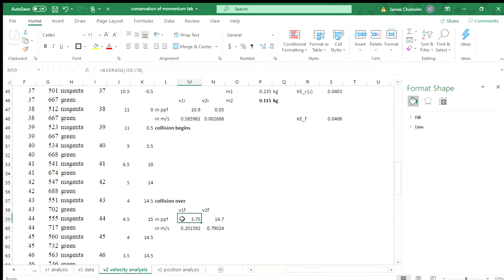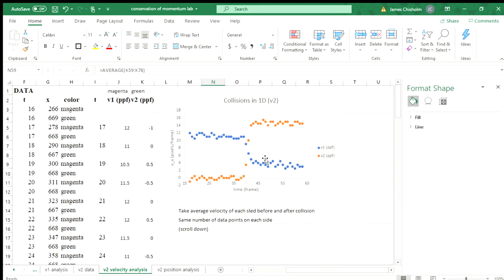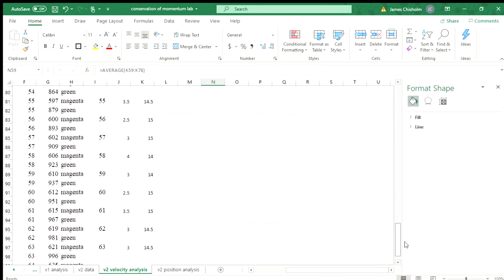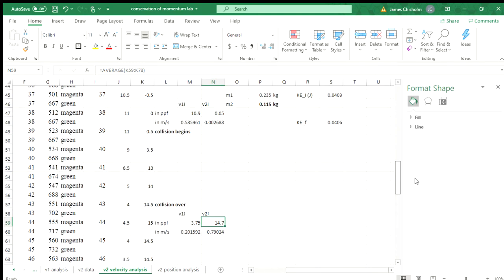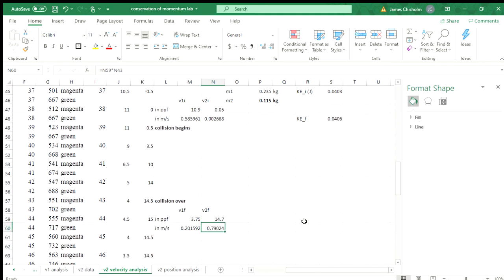Same thing after the collision. After the collision, I'm going to take 10 data points. So I've selected things from frame 44 to 53 and took that average. And notice again, sled 1 is down to 3.75, sled 2 is up to 14.7, and those are the values over here. So you can compute the average and then go back to this graph and make sure that you've identified the correct locations. Again, convert those back into meters per second.